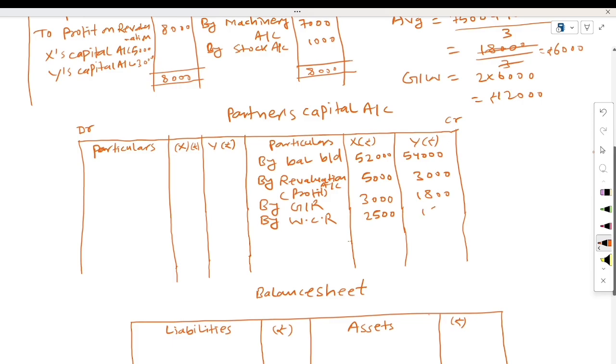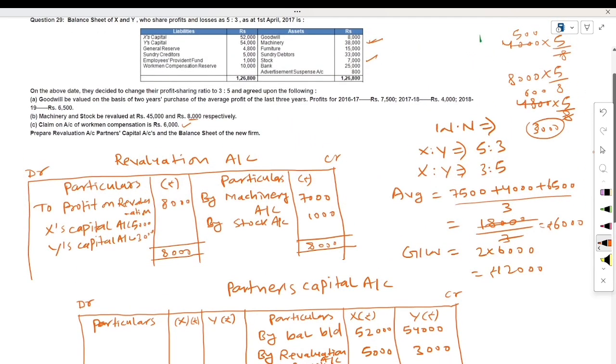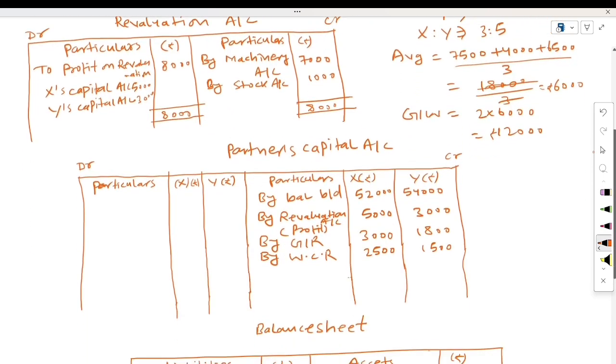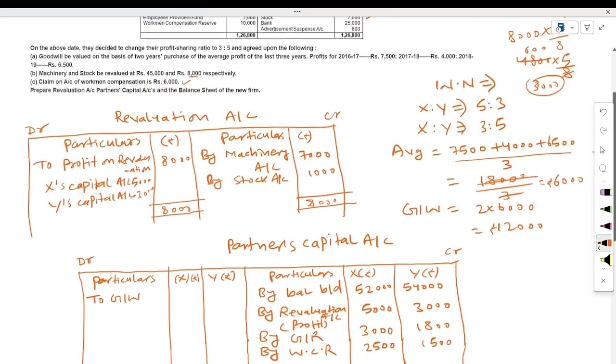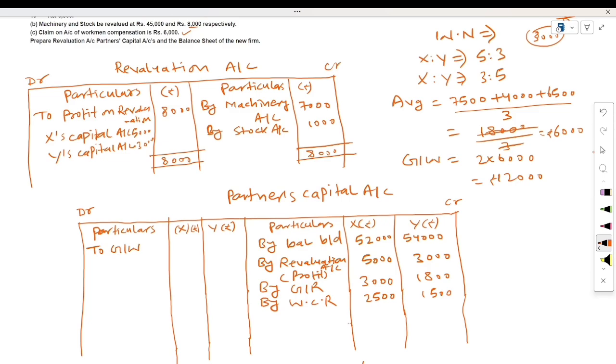2,500 and 1,500. Next, here the value of goodwill is also mentioned in the balance sheet. If the value of goodwill is mentioned, this is the book goodwill, then it will be debited from the partner's capital account. Then what we have to do? Partner's capital account debit to goodwill account. So we will write here to goodwill. How much amount was goodwill? 8,000. Then it will be debited from the partner X 5,000 in old ratio, 5,000 and 3,000.